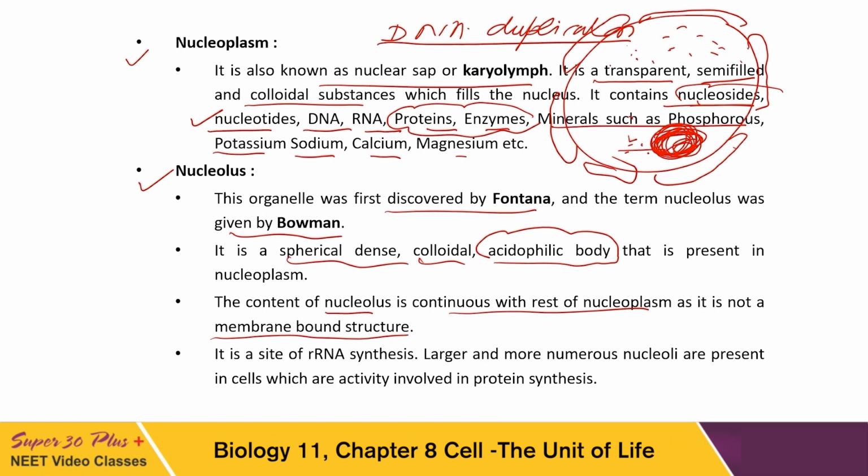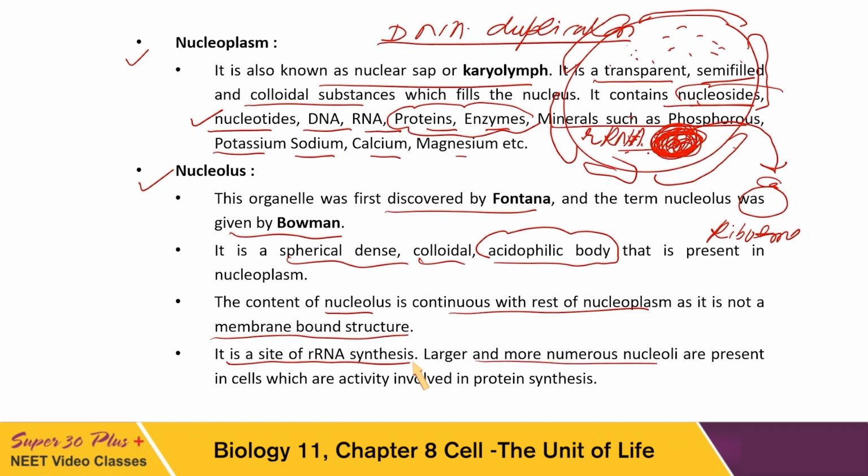Very important point, as I told you earlier also, in a nucleolus there will be synthesis of ribosomal RNA. This ribosomal RNA, after synthesis, will move to the cytoplasm, and there it will combine with protein and make ribosome. So you have to remember that it is the site of RNA synthesis.